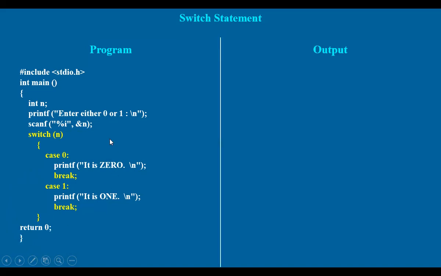So let us compile this and execute this program. The system is asking, enter either 0 or 1. Suppose we enter 0, it is matching with this case and it is 0, so it is printed. Suppose you run the program again, enter either 0 or 1. You entered 1 here, it says it is 1. So like this, the switch cases are working.